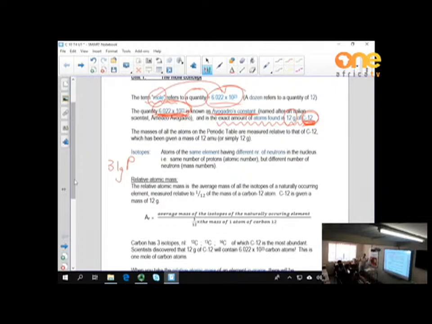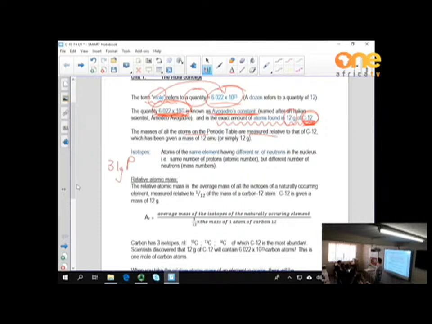Calcium, because all atoms of different elements differ. Okay? So if calcium has a mass number of 40, if I have 40 grams of calcium, I will have 1 mole of calcium. In other words, I will have 6,02 times 10 to the power 23 calcium atoms. The masses of all the atoms on the periodic table are measured relative to that of carbon 12, which has been given a mass of 12 atomic mass units, or just simply 12 grams.